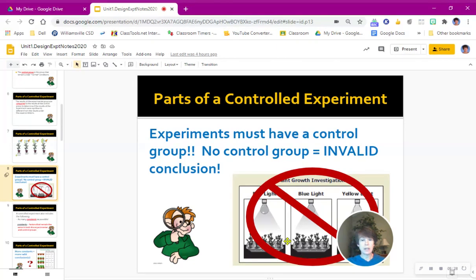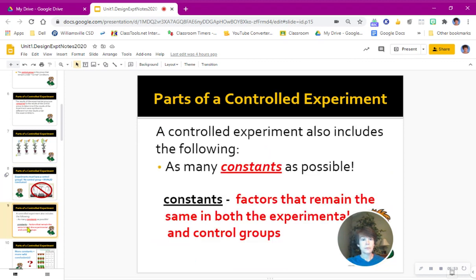Experiments must have a control group. If they don't have a control group, then you don't have a valid conclusion. So, for example, in this little plant growth investigation, we don't have a control group. We have different colors of light, but we would need a normal light situation, which is white light, or dark, to compare these plants back to as control groups. There can be more than one control group in an experiment, but for our purposes, we're going to just stick to just one.